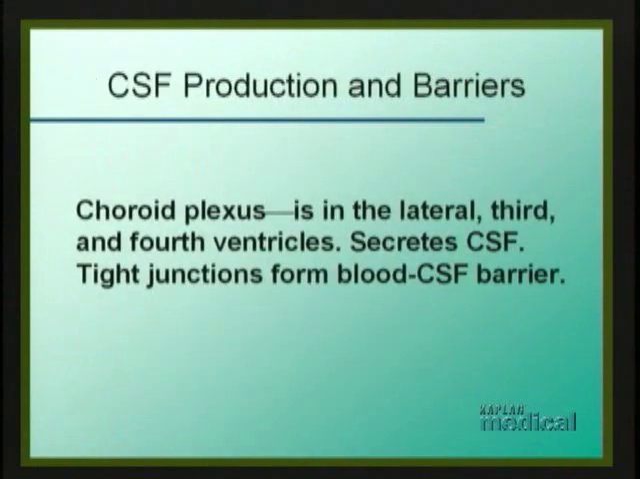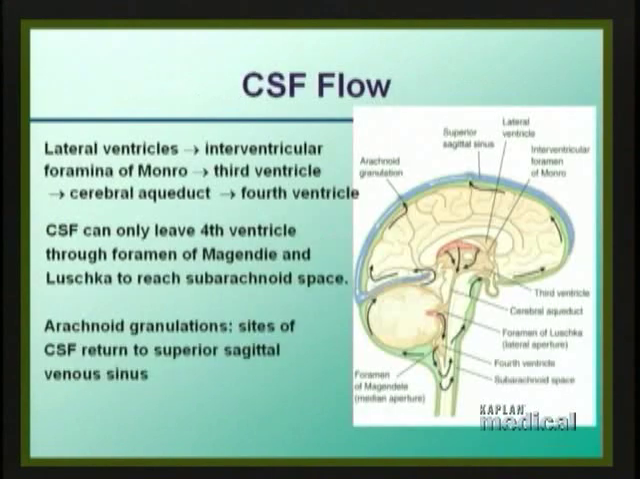So now the next point is just a summary that, again, that plexus is found in all of the ventricles and its job is to secrete cerebrospinal fluid. Now, in terms of CSF flow, we need to make a point, and the point is made in the middle of this slide. Cerebrospinal fluid can only leave the fourth ventricle to find its way into the subarachnoid space. So since that is the case, any CSF that is produced in either the lateral ventricles or the third ventricle must find its way down to the fourth ventricle to exit from the corresponding openings.